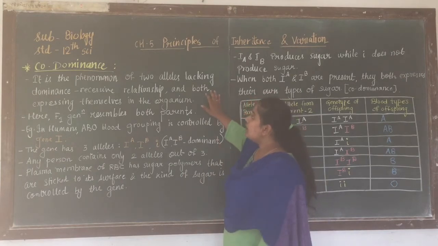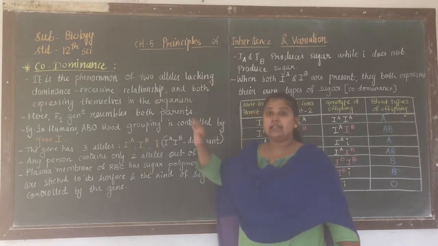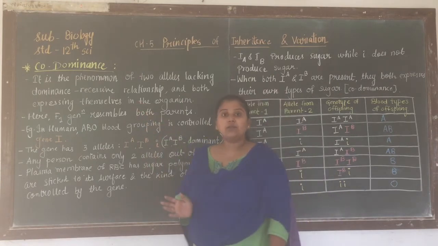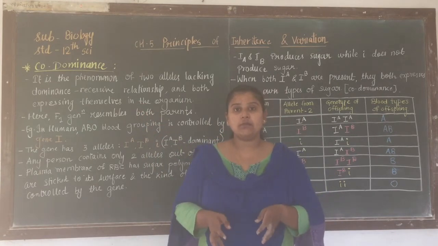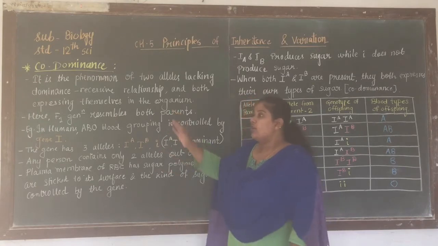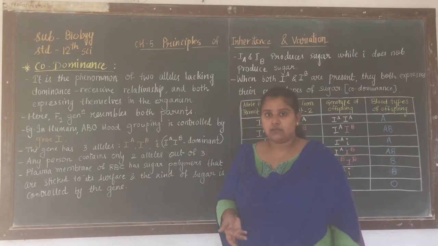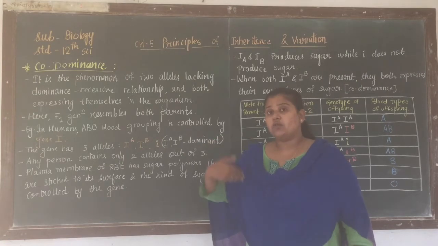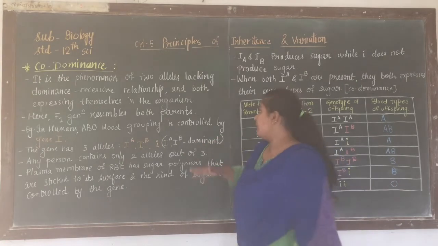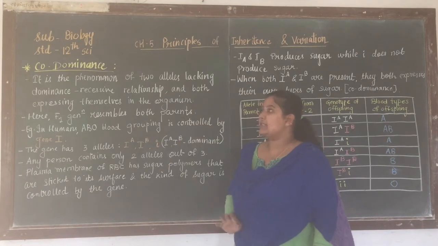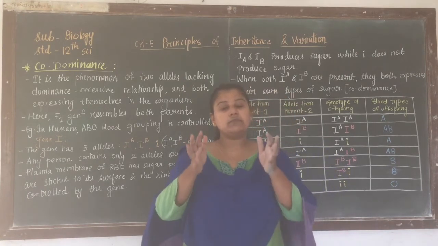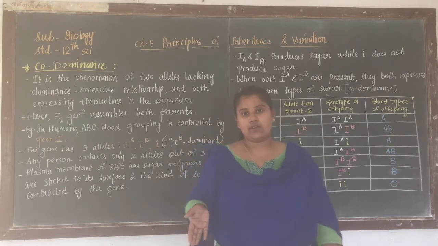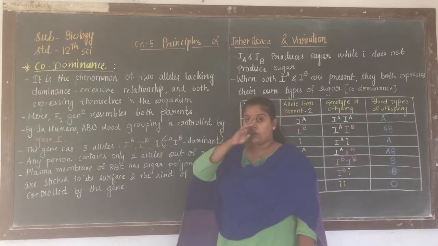So what happens here? The two alleles are both lacking what? The dominant-recessive relationship. That means neither of them is dominant over the other one or recessive, right? And both of them are expressing themselves in the organism. That means in a particular organism, both of them are equally expressive, right? So that is nothing but codominance, right?